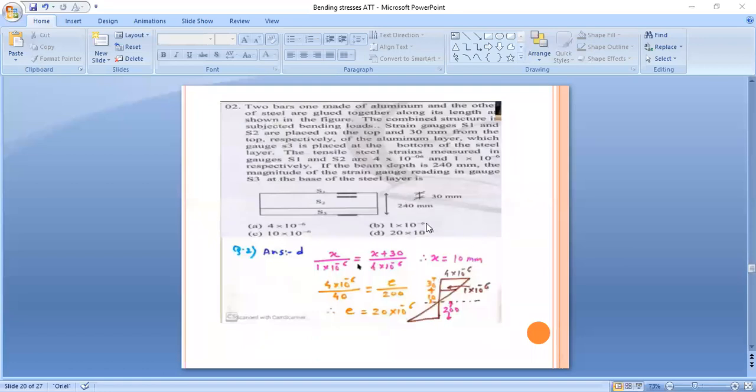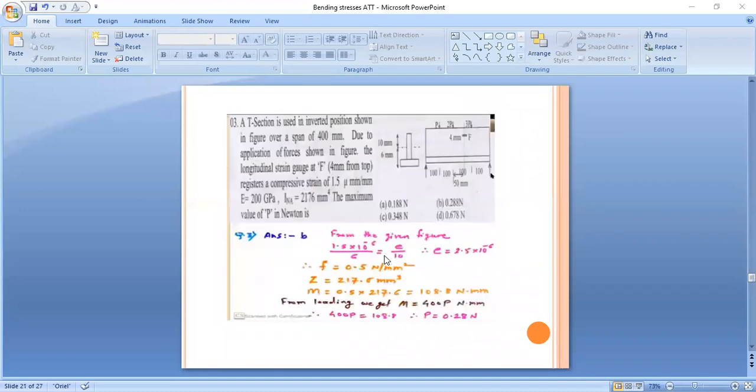Then here also, the similar triangle rule you have to apply and solve this problem. Okay, we have already studied how to apply the similar triangle rule. And this is the last example. A T section is used in inverted position as shown in the figure over a span of 400 mm. Okay, span is given as 400 mm.